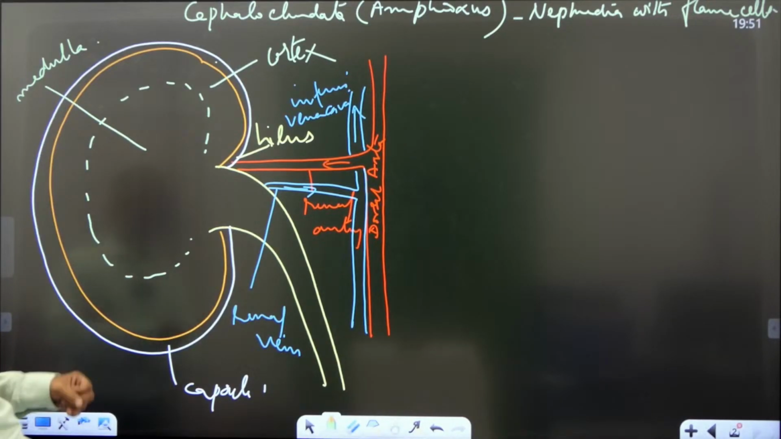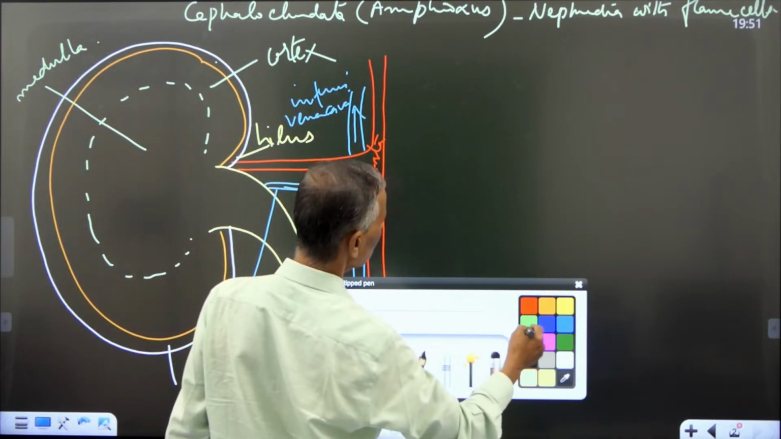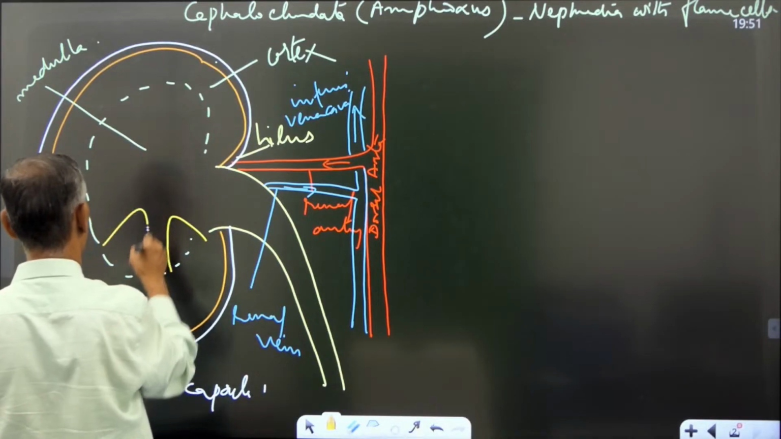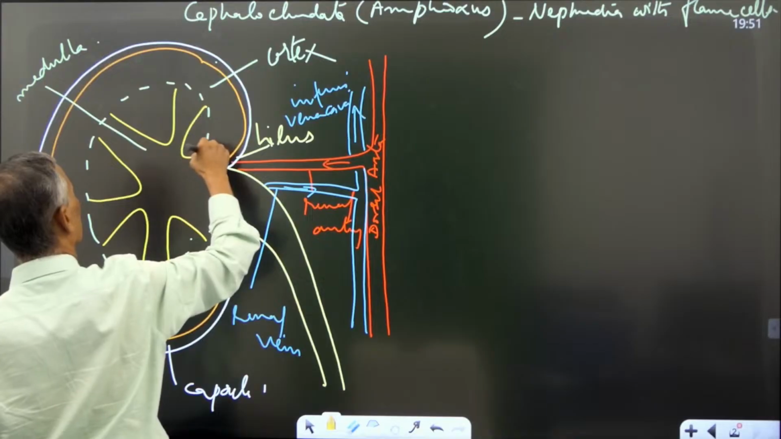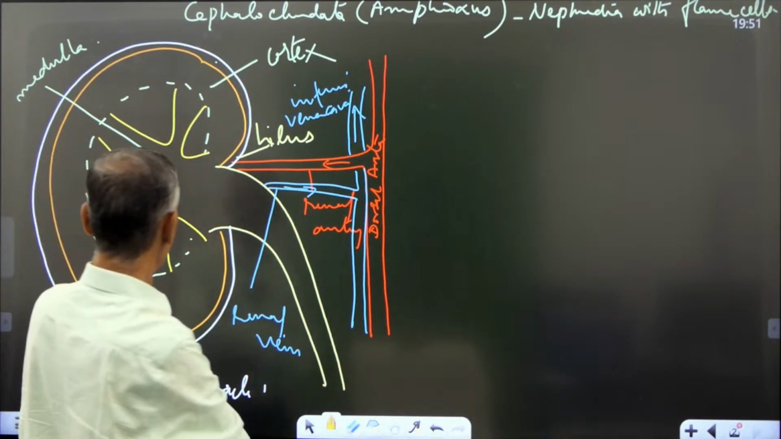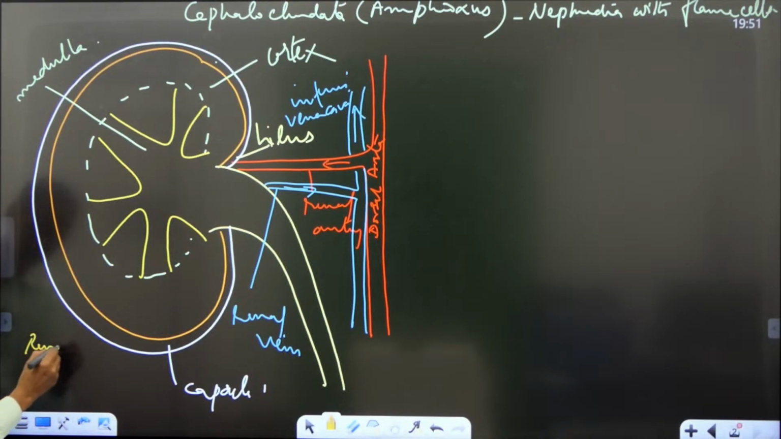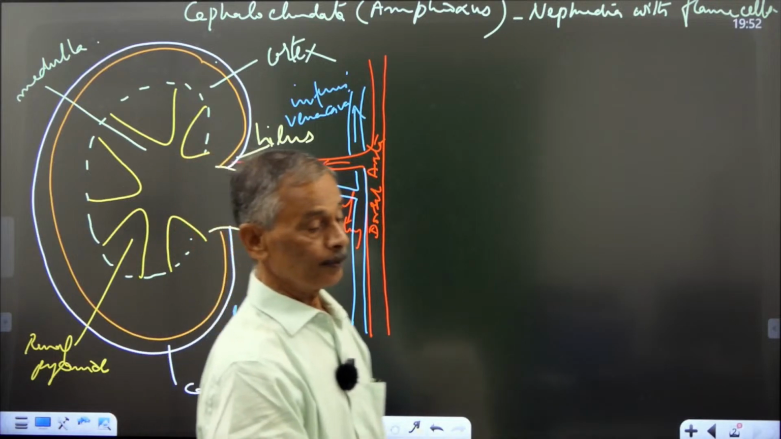Present in this medulla, you are having a few number of conical masses which are in the form of pyramids. So they are called renal pyramids. They are in the medulla.